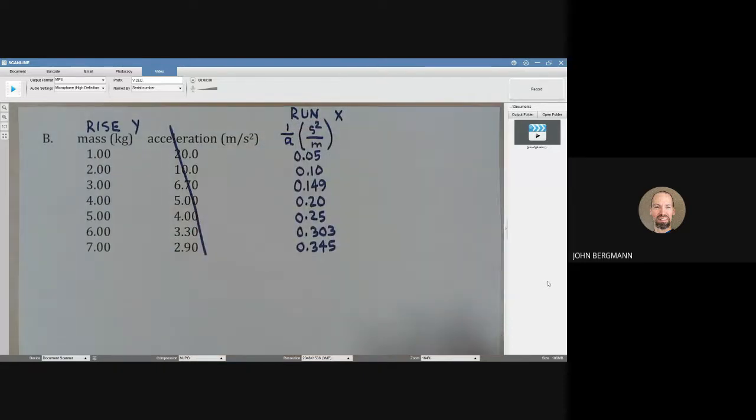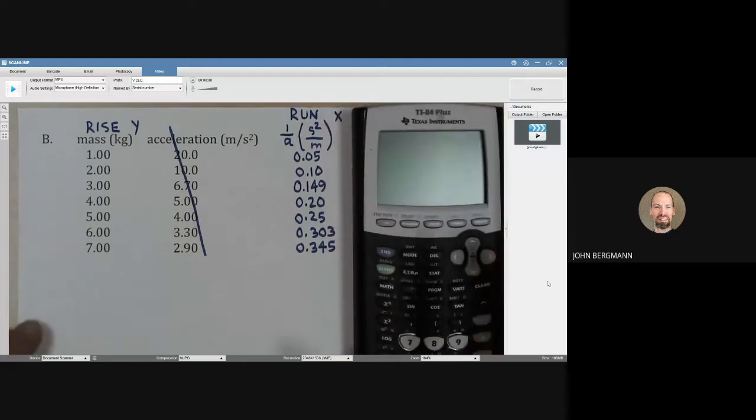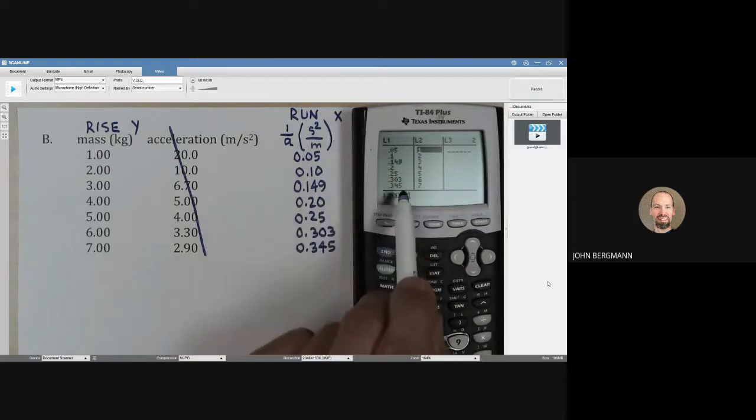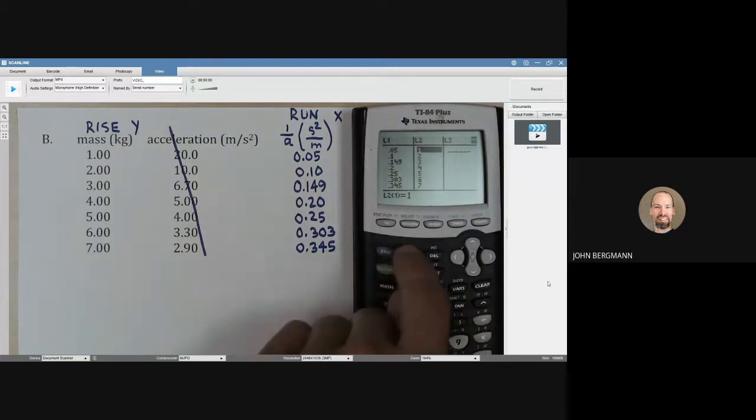All right, so let's put those into our calculator. We're going to go into stat mode. We're going to hit edit, and we're going to put our X values. It's very important. You put your X values in the L1 column. You put your Y values in the L2 column. I've already done that. Now we need to quit this by hitting second quit.